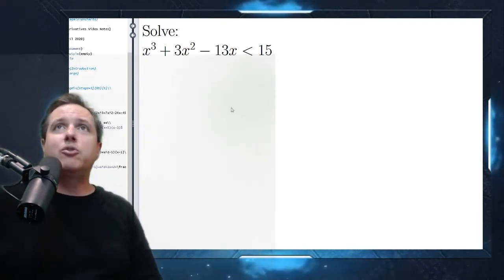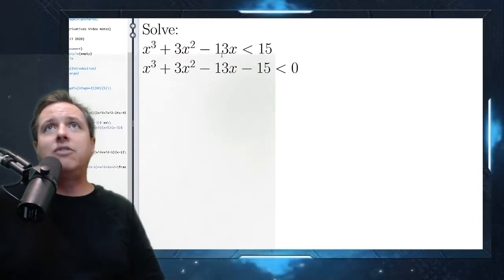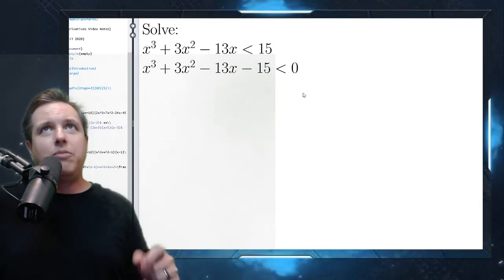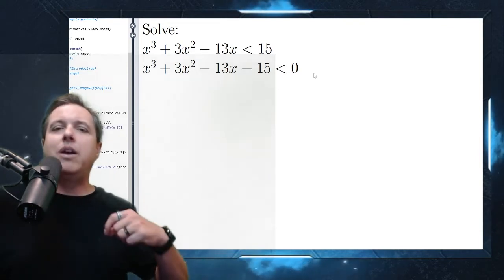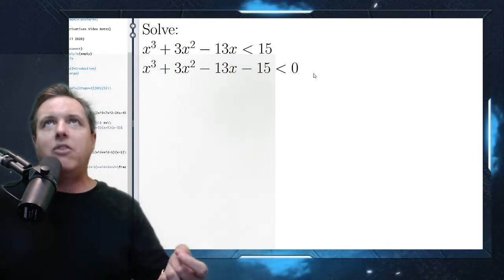So what I'm going to do is subtract 15 from both sides of this inequality, and then we get this one, which is a little bit easier to deal with because now we have a polynomial on the left that we are comparing with 0 on the right. It's a little easier to compare things to 0 than it is to compare them to 15.